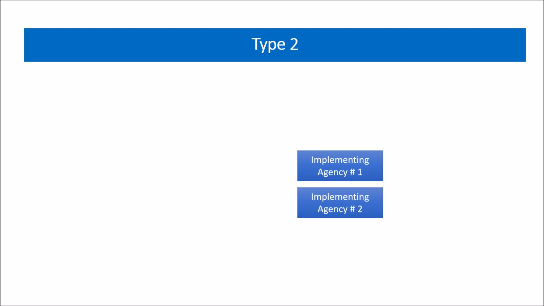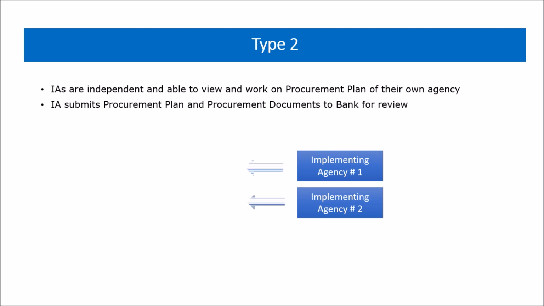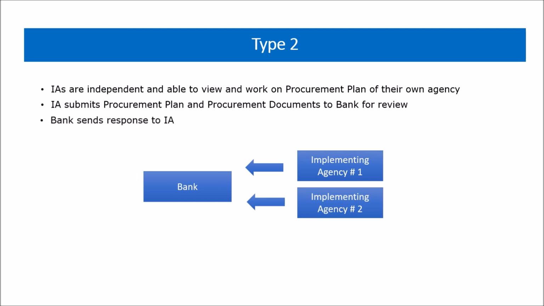Type 2, the project has more than one implementing agency, 2 or more. And these agencies are independent of each other. Each agency is able to view and work on the procurement plan of their own agency only. Under this structure, each agency submits the procurement plan and procurement documents to the bank for review. And the bank sends a response to that agency only.